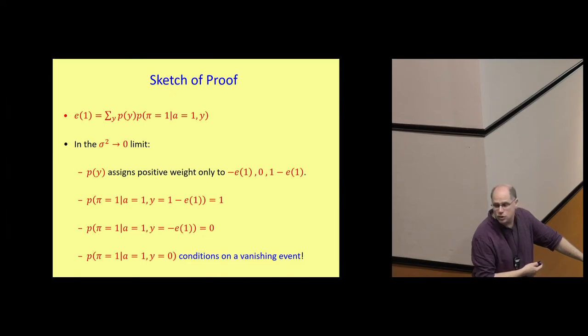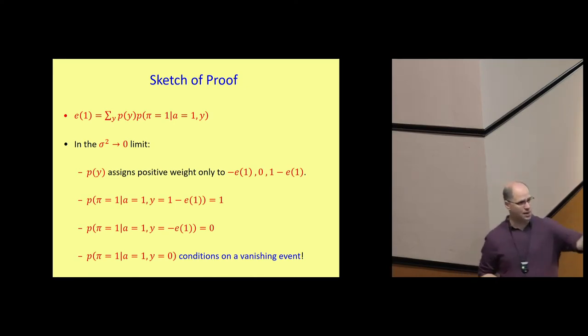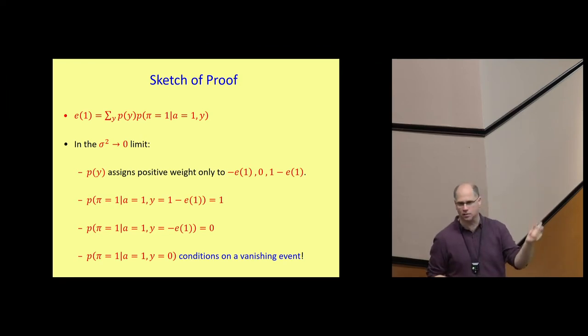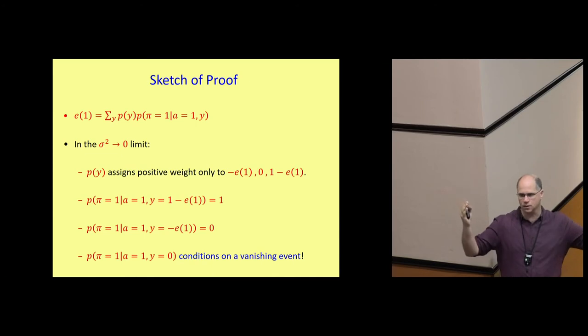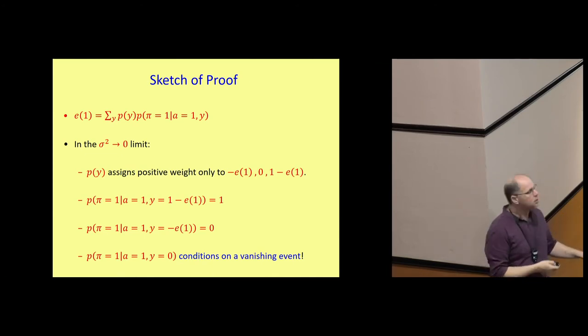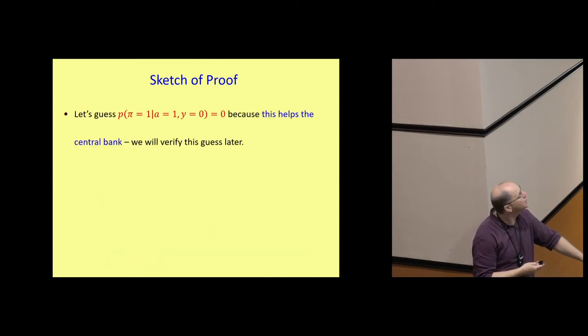When y is equal to zero, this thing is a zero probability event. In the case of the vanishing noise, it's never a zero probability event when you have noise. But in the limit, when the noise is zero, this shouldn't be happening. When a is equal to one, y should only be positive surprise or negative surprise. It should never be zero. So we have a problem here because in the limit, it's not really clear what this should be. So we need to guess.